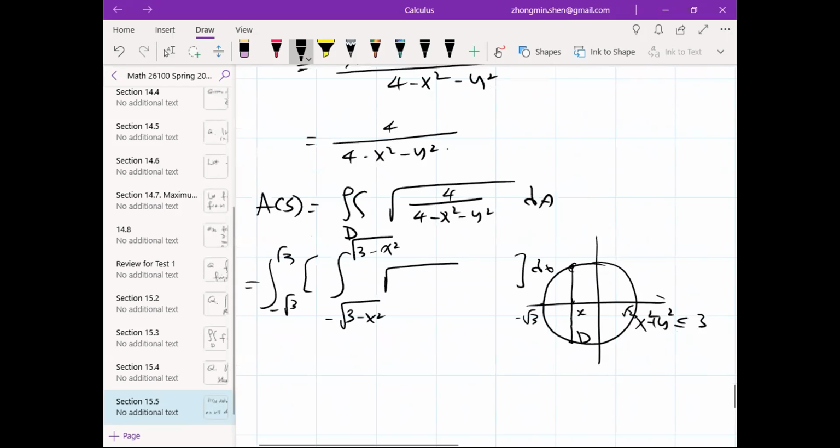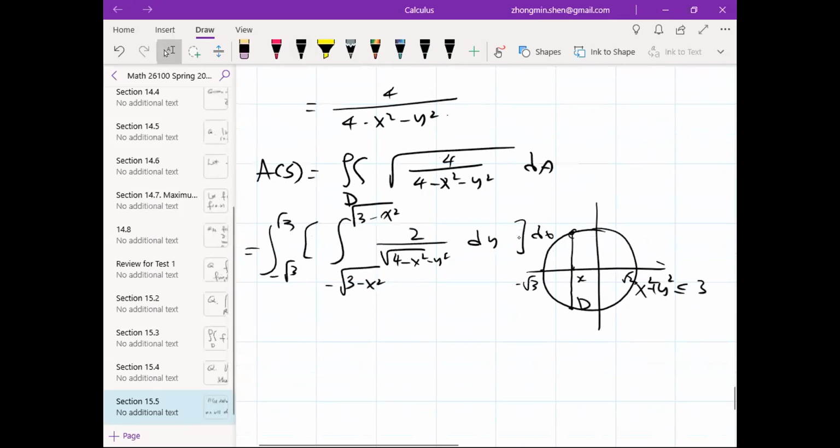Then I don't need to put the 4 there, just 2, okay? 2 over the square root of 4 minus x squared minus y squared dy. I don't think you can evaluate this integral. It's extremely complicated. But you can express it. If I ask you to express it as the iterated integral, that's the answer, okay? But you don't need to evaluate it. Okay, so we give up.